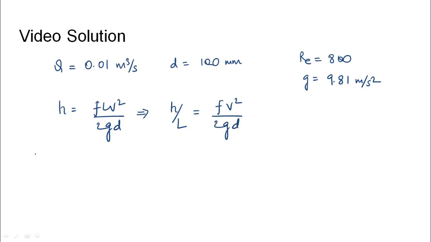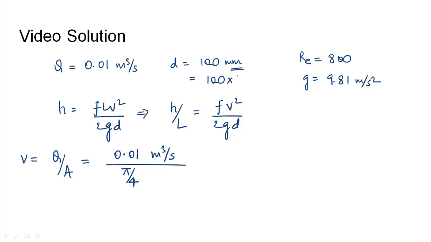Here we have not been given V, so we will need to find it. So V is equal to the flow rate divided by the area of the pipe. The flow rate is given in the problem itself as 0.01 meter cube per second divided by the area. The area for a circular pipe would be pi by 4 D square. Here D is given in millimeters, so we need to convert it to meters using the conversion factor of 10 to the power minus 3. This would give the value as 0.1 meters.